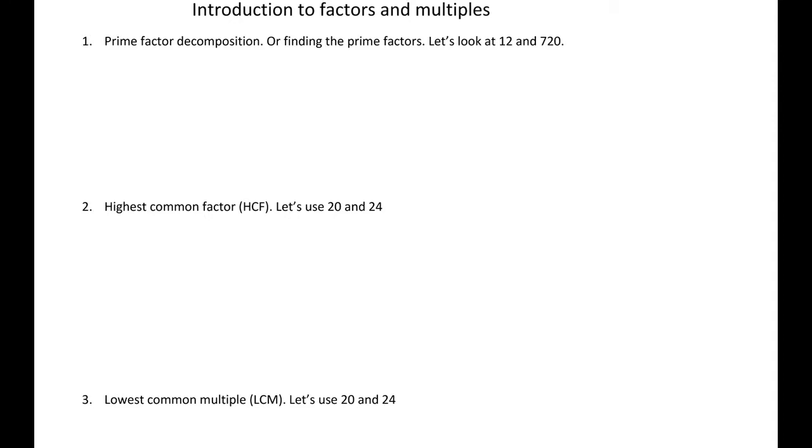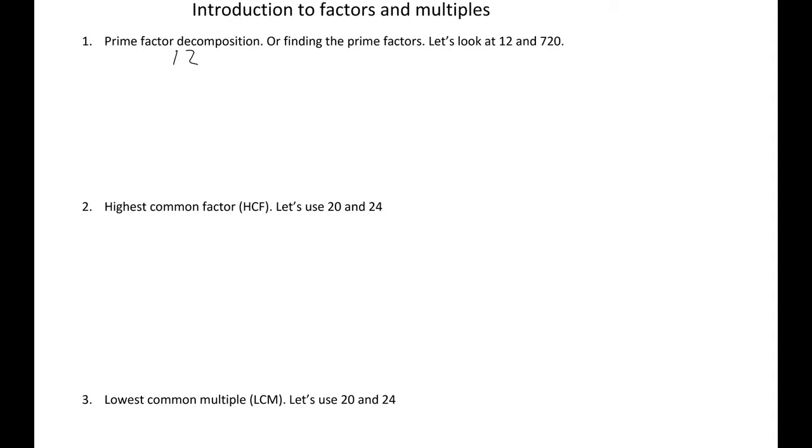We're specifically going to be looking at something called prime factors. And so we're going to do something called prime factor decomposition, which also means finding the prime factors. Quite often the question will say, write 12 as a product of its prime factors. Prime numbers are numbers that only 1 and themselves go into. So we start with 12.